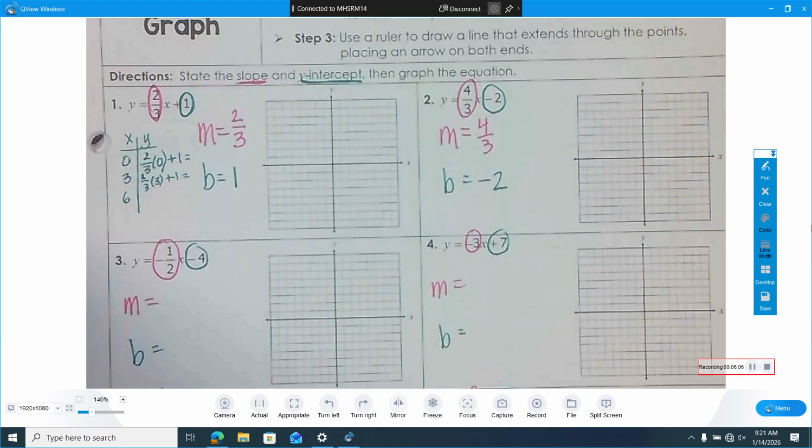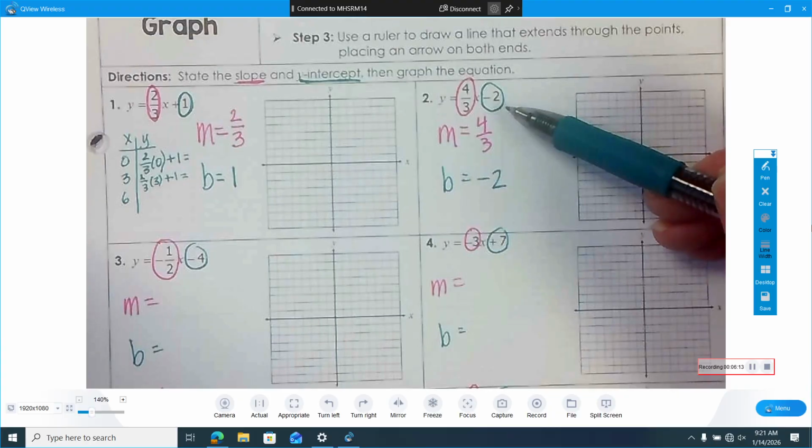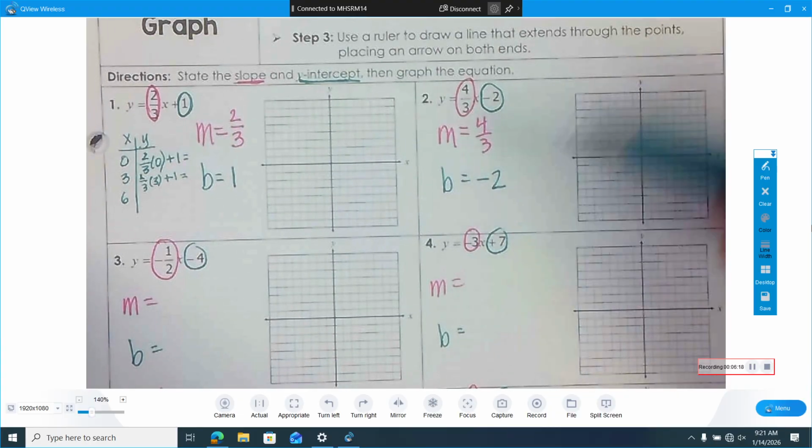Okay. So M is always the number in front of the X. So we have 4/3 for number 2. And the B is -2. We want to make sure we include the sign in front. So it is a -2.